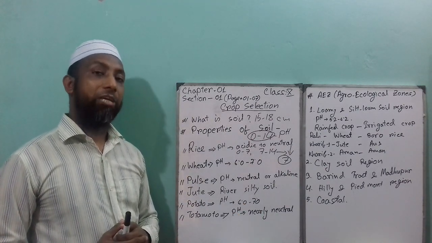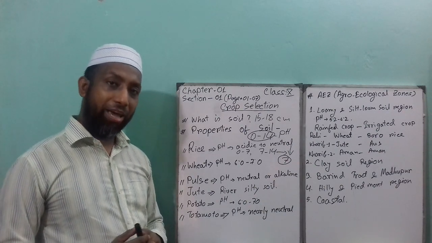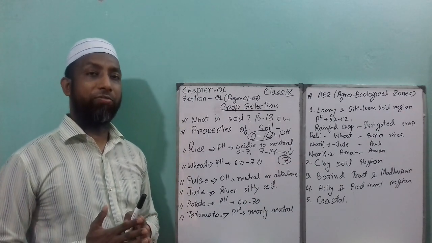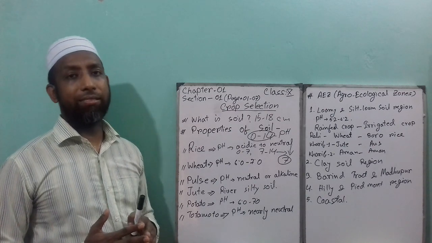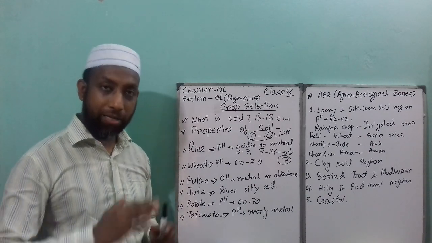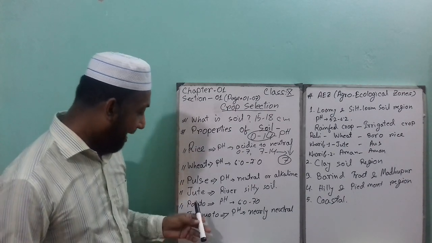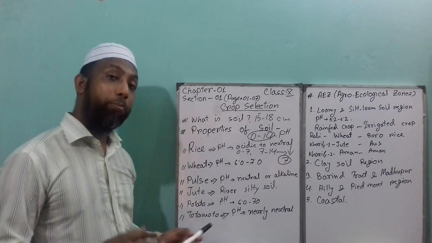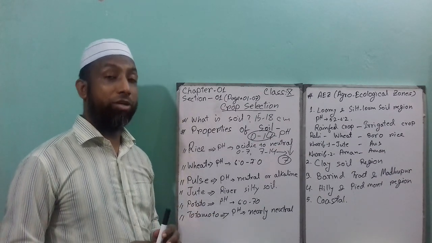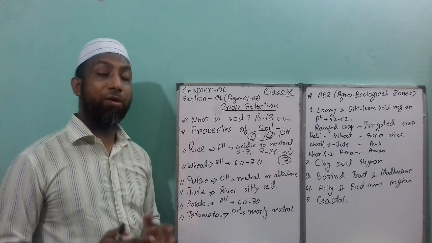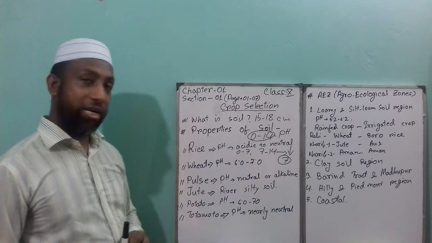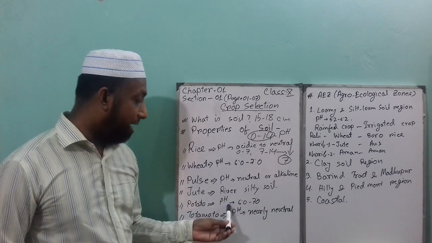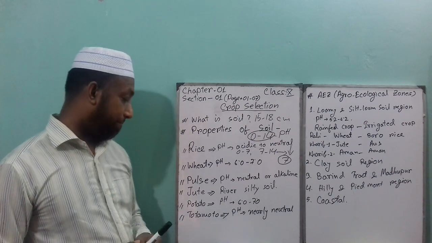And that means if we want to cultivate jute, you can cultivate near the river side where silty soil is available after the flood. Next is potato. Remember, potato does not like water-stagnant conditions. A little bit loose, friable soil is good for potato cultivation. Then the pH will be 6 to 7.